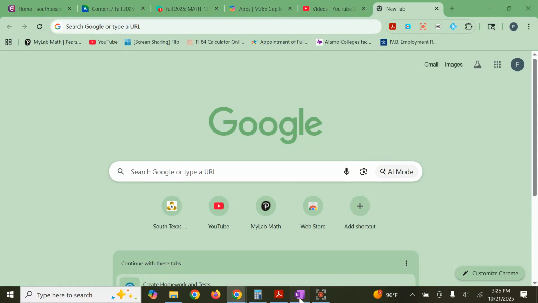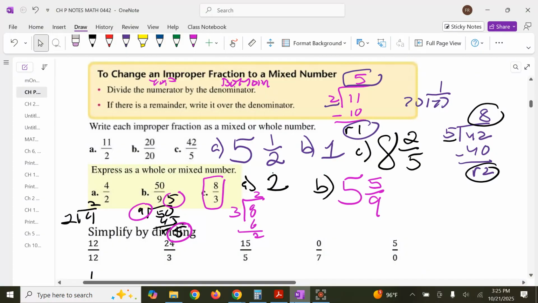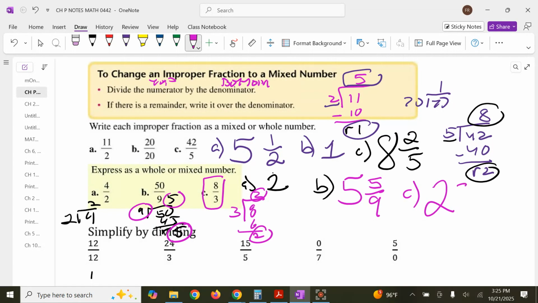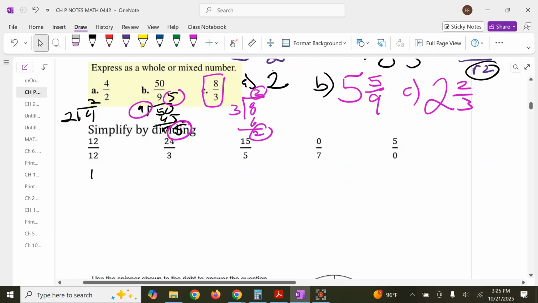There we go. Okay. So now for part C, let's see, we got a 2. My remainder is also 2 over 3. Okay. All right. Now, y'all, we're going to divide.